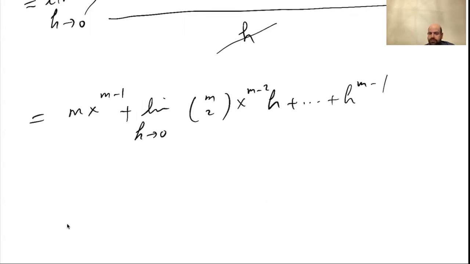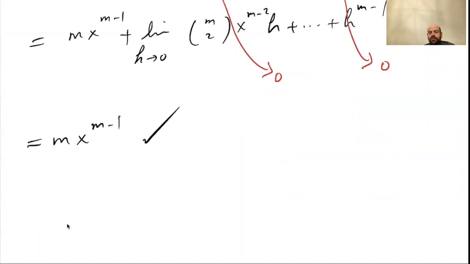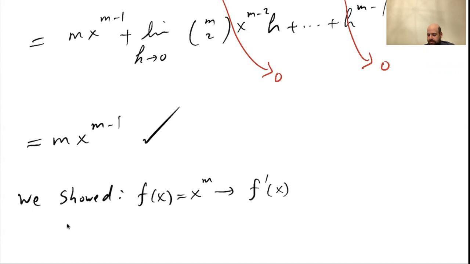As h approaches 0, this will go to 0 and this will go to 0, right? Because 0 times anything is 0. So we are left with just m x to the power m minus 1, which is what we wanted to show. So we showed that if f of x is x to the power m, then f prime of x is equal to m x to the power m minus 1.